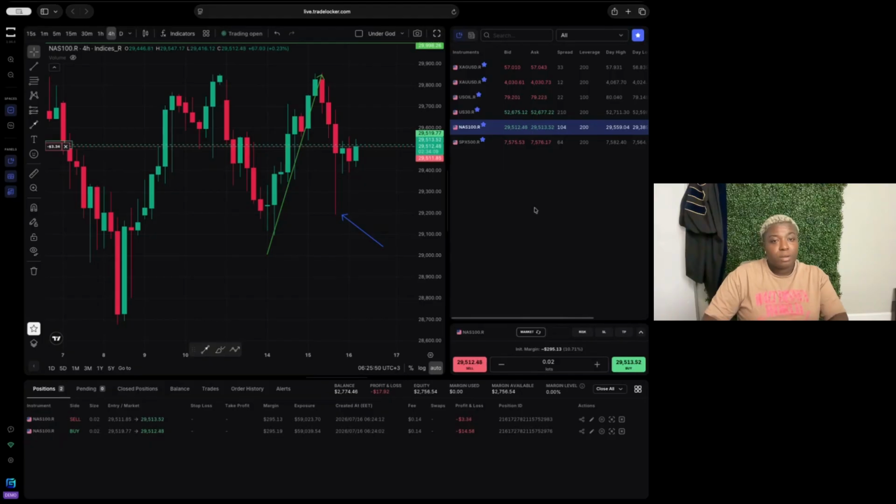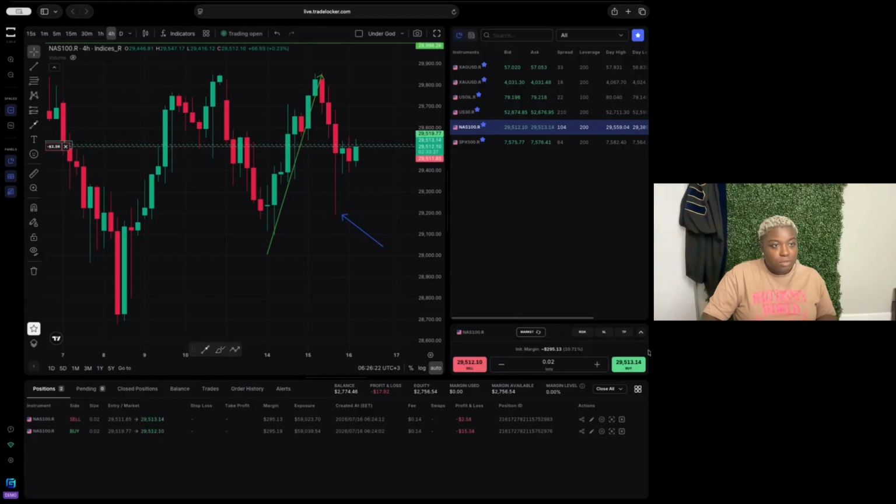Now, here's a simple way to picture it. Imagine you borrow a pair of sneakers and they cost $100, right? And you sell them right away. But then later on, you buy them back for $80 to return them and you pocket the $20 difference. That's the same idea as selling first, right? So you sell and then you're buying back lower once price is going down, except you're not doing that with sneakers. You're doing that with the price.